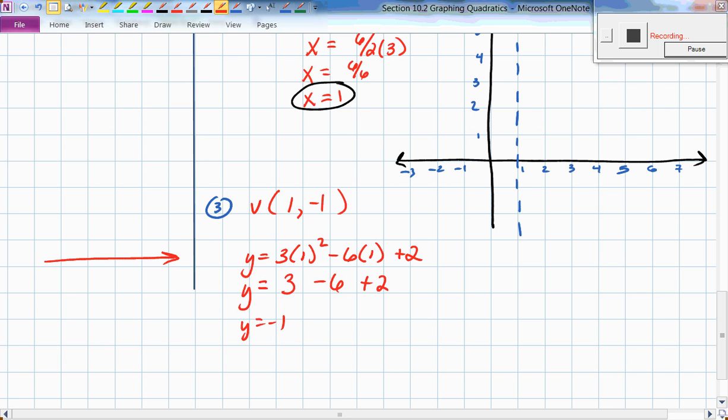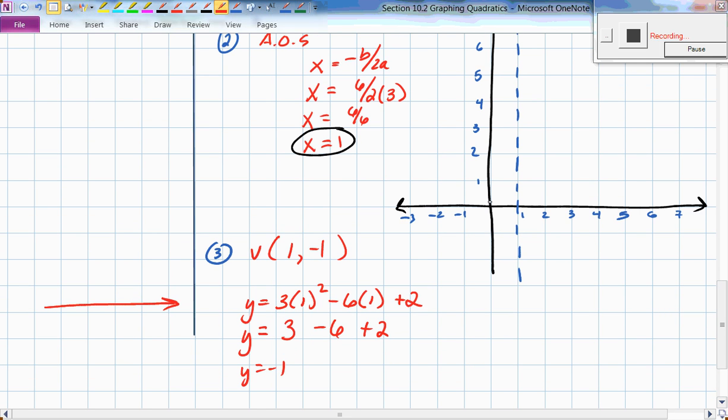That goes here. So now my vertex is located at the point 1, -1. So let's go back to our graph, and let's plot the point 1, -1. So I go over 1, down 1. So right there, there is the vertex, and I'm going to label it as 1, -1.